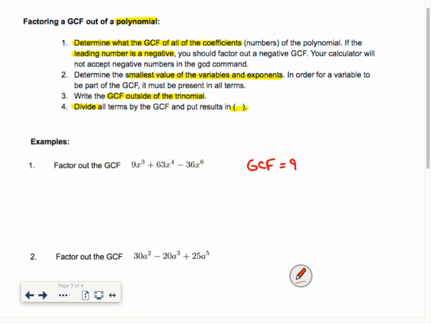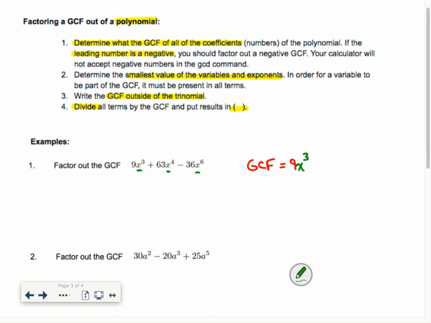And then that's the number part of it. Now we have to look at our variables. So we have an x cubed, an x to the fourth, an x to the sixth. So it's going to be an x because it's in all of them. What's the smallest exponent? The smallest exponent is a 3. So now I've done step number 1, I've done step number 2.